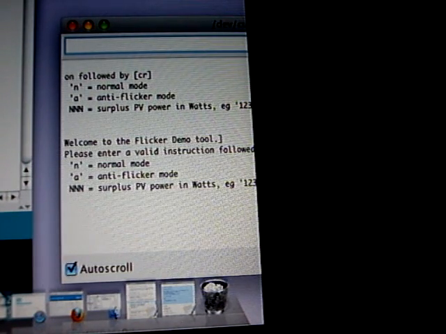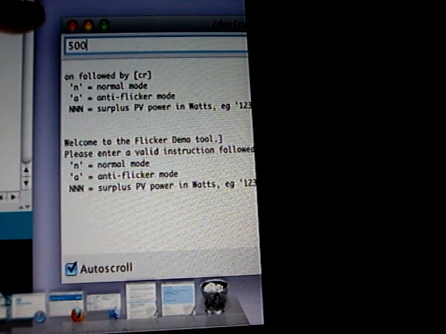So the system's sitting here as of startup. This is the serial window, and it's really the line at the top where the cursor is flashing which is the important thing. Immediately underneath it there's a little user menu. You can put in N for normal mode, A for an anti-flicker mode, and put in some digits, and that's the amount of power you're choosing to generate. So at the moment we're not generating any surplus power, so there's nothing much going on. So if I put in 500, hopefully something will start to happen.